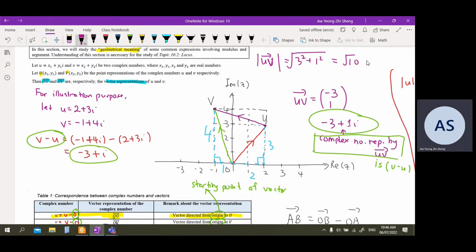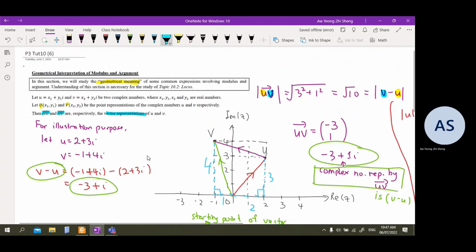So this square root of 10 can be taken straight away as the modulus of the complex number v minus u. We write v minus u because remember that the complex number that comes after the minus sign becomes the starting point of the vector, and the number that comes before the minus sign is the ending point of the vector representation. So this gives you a convenient way to calculate the modulus of a subtraction between two complex numbers.